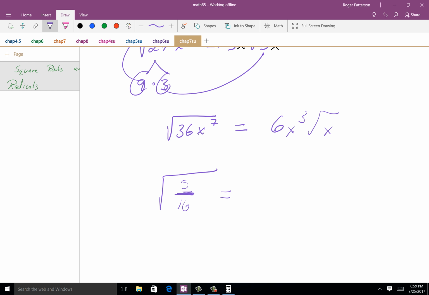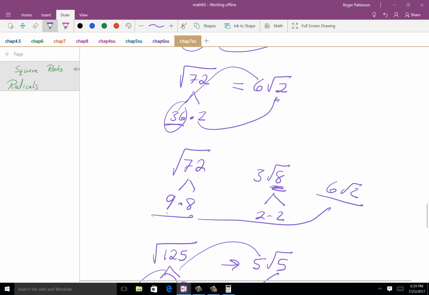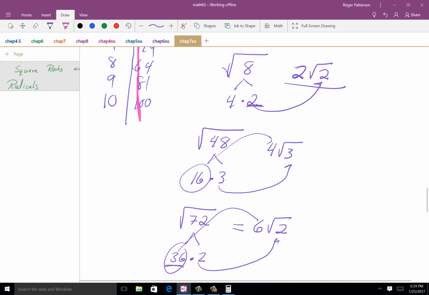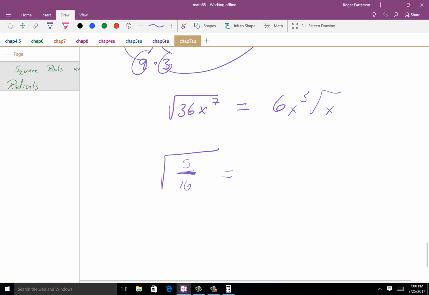Can we take the square root of 5? No. Can we break it down? Do any of these numbers up here go into 5 evenly? 1, 4, 9, any of those go into 5? No. So then it's done. We can't do anything with it, so I just write square root of 5. What about 16? The square root is 4. So the 4 stays here, and that's it. We can't break down the 5, so we leave it. We did that one. That's how those work.